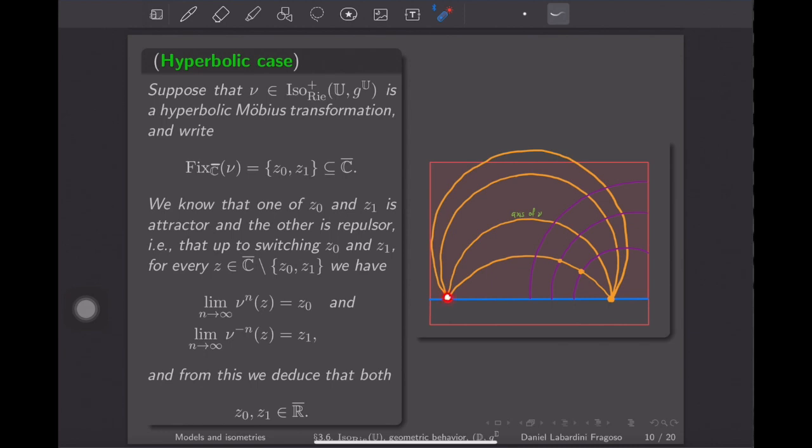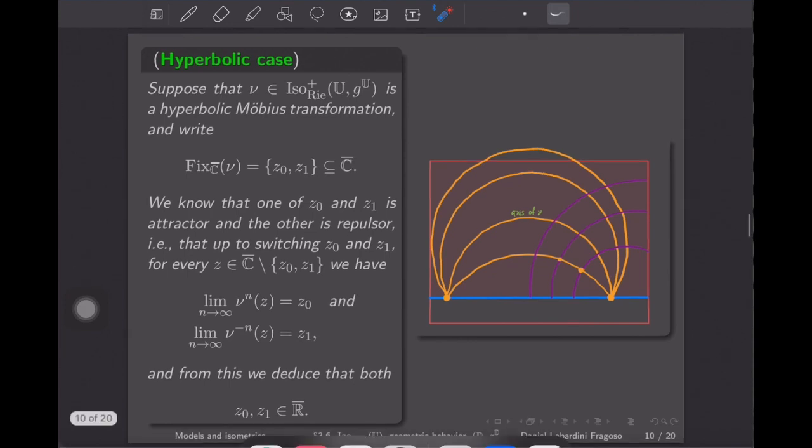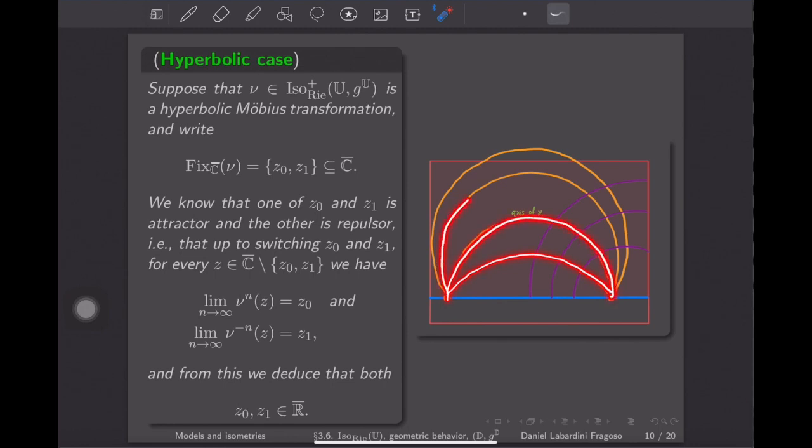Okay, so both of them are in R bar. And now I have these segments of common circles to Z0 and Z1. And note that most of these segments of common circles are not shortest curves. Actually, only one of them, and it's the one that happens to be orthogonal to R bar.